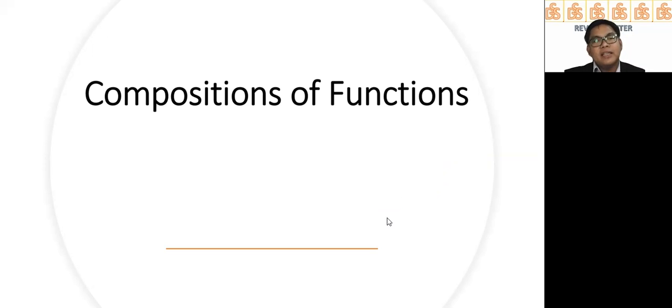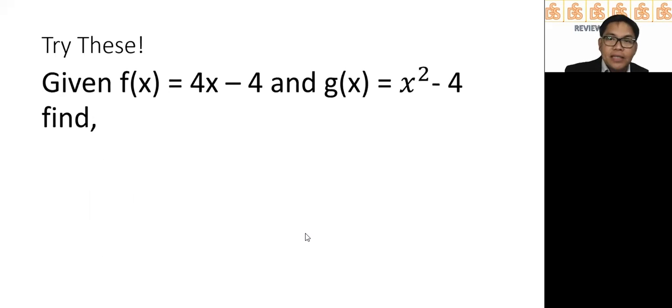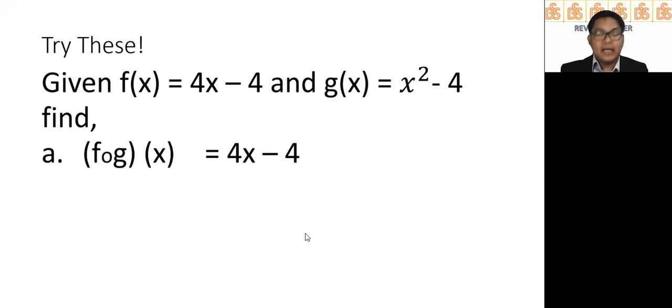So this definitely, operations on functions and compositions of functions are very much related with one another. Okay, so let's have an example here. Given f of x is 4x minus 4 and g of x is x squared minus 4, then find f of g of x, g of f of x, and g of f of 2. So we will be answering these three questions. All right, let's start with f of g of x.